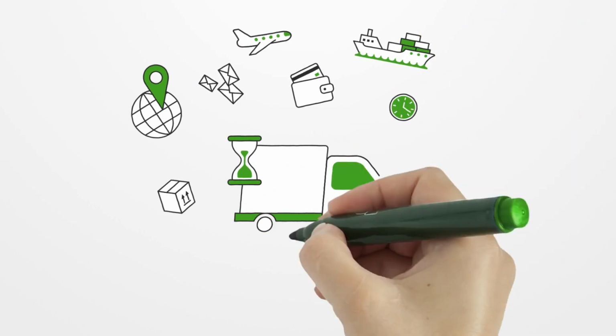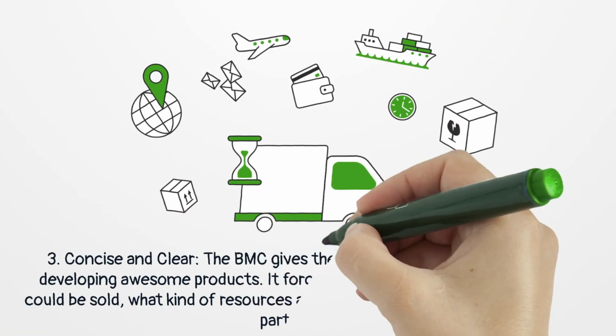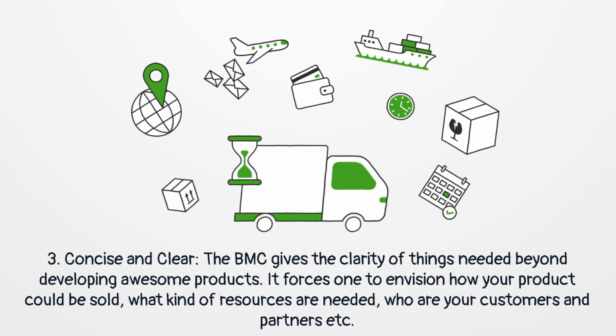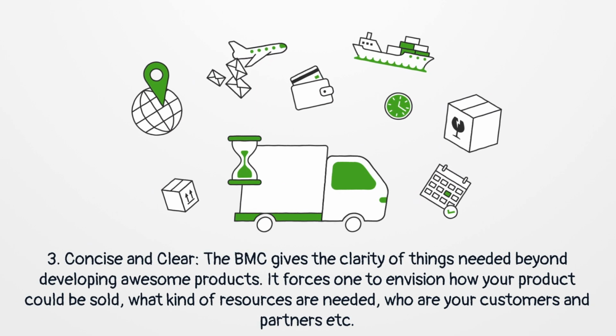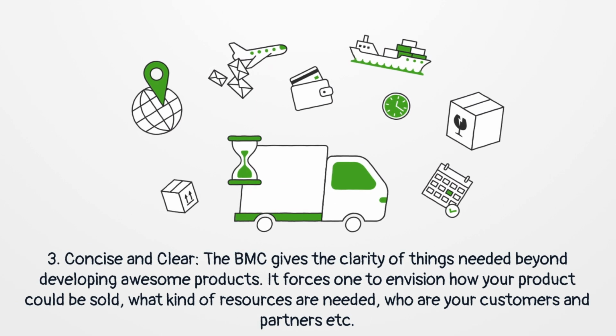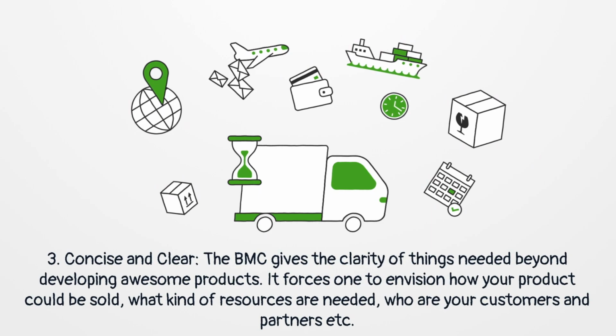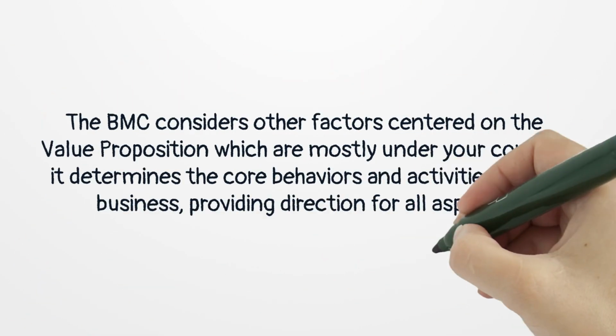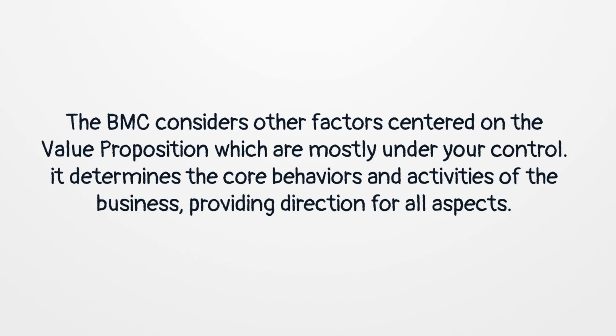3. Concise and clear. The BMC gives the clarity of things needed beyond developing awesome products. It forces one to envision how your product could be sold, what kind of resources are needed, who are your customers and partners, etc. The BMC considers other factors centered on the value proposition which are mostly under your control. It determines the core behaviors and activities of the business, providing direction for all aspects.